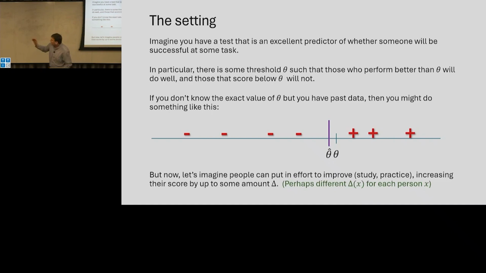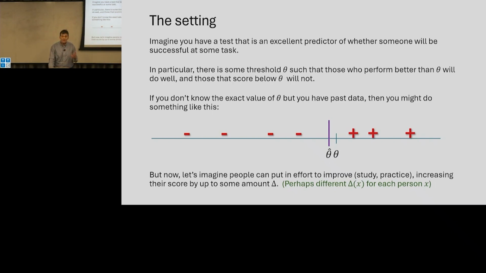Okay, so go back to that. Now let's imagine that people can put in effort to improve. They can study for the test. They can practice, increasing their score by some amount. Maybe if they really have no background, they can't do arbitrarily well, and there are different amounts they can improve for each person. But it's possible to study and learn. That's the whole point of courses. So they can study in advance to do well on the test. Delta will be the amount that someone can improve. In general it will be a higher dimension, but think of it in one dimension. Delta is the amount you can improve. Maybe delta x is different for each person.